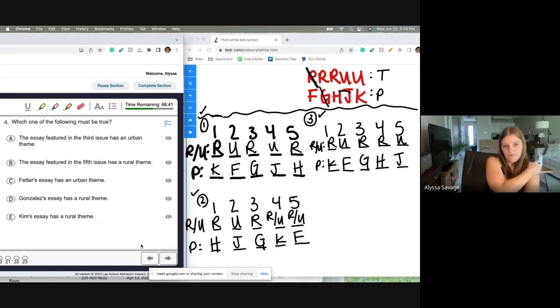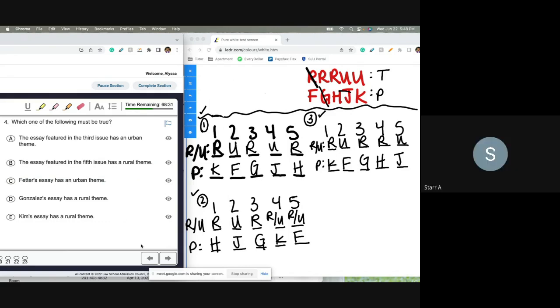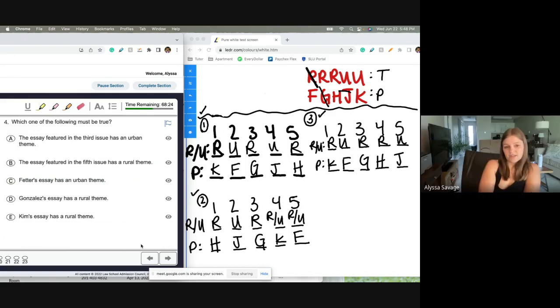Okay, number 4. Whew. What has to be true? And that's the one thing that I like about the LSAT, because most of the questions are the same, so you know what to expect. It's just like how to get there. Yeah, especially our must be true and could be trues. Those happen so often.